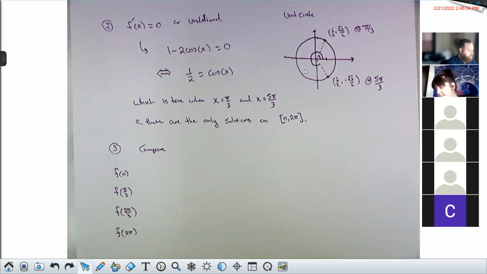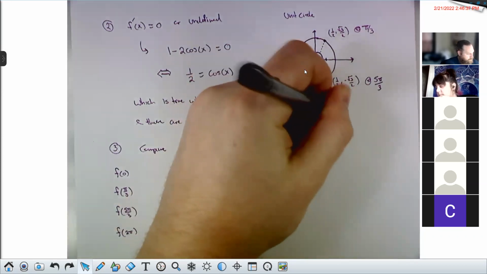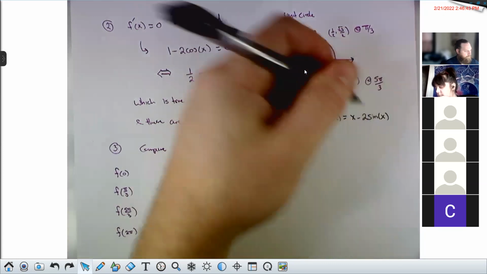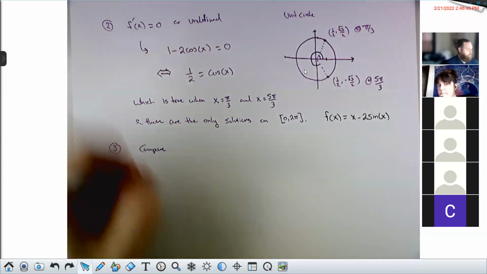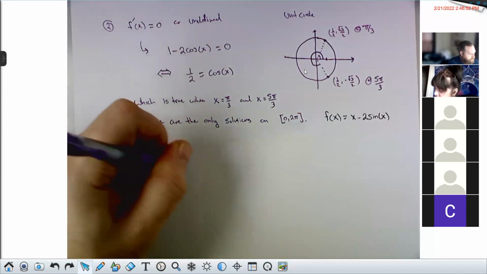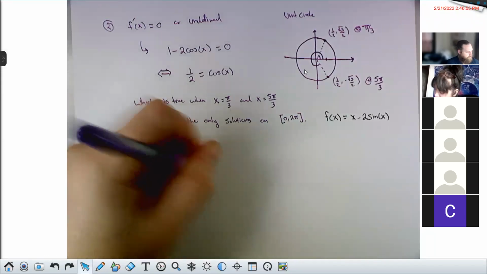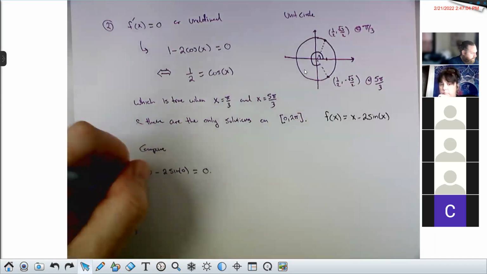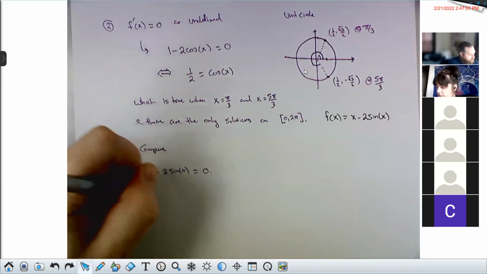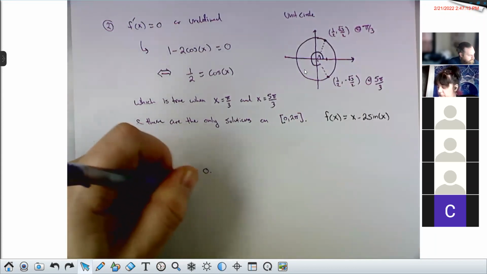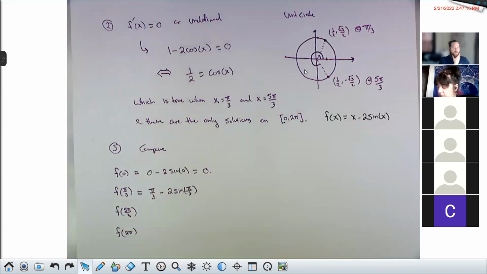Let me just write f of x down here. F of x is x minus 2 times the sine of x. So f of 0 would be 0 minus 2 times the sine of 0. And the sine of 0 is 0. So 0 minus 2 times 0 is 0. Let's see how well we remember our unit circle. F of pi/3 would be pi/3 minus 2 times the sine of pi/3. Oh, because I gave you the coordinates over there, I gave you everything you need. So what is the sine of pi/3?